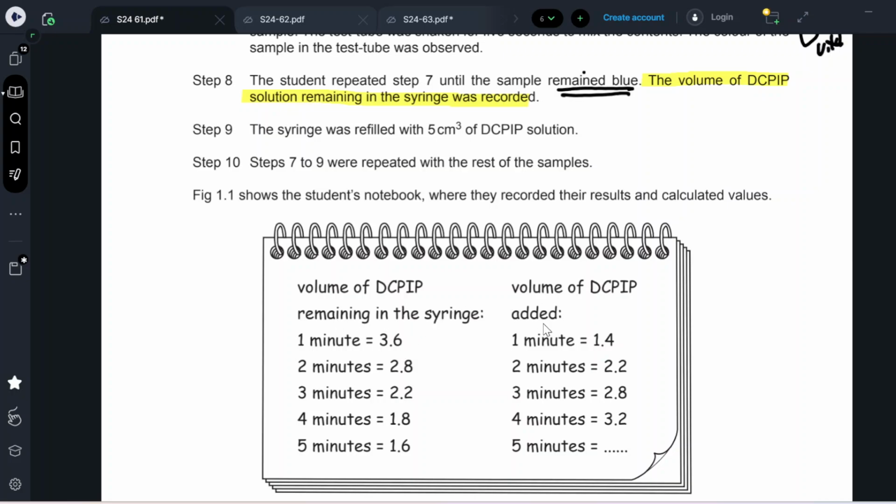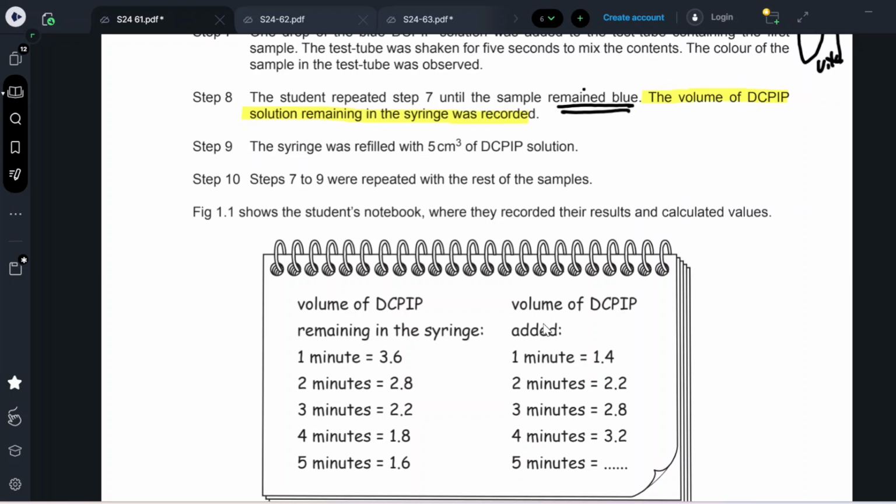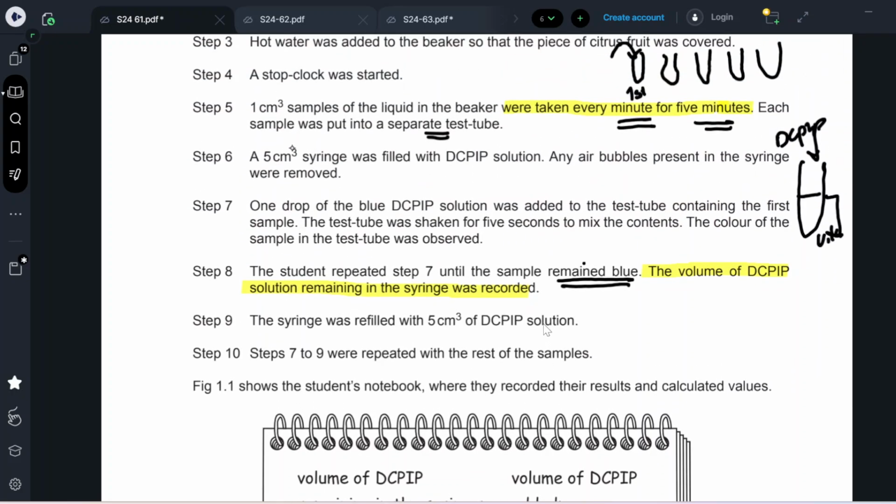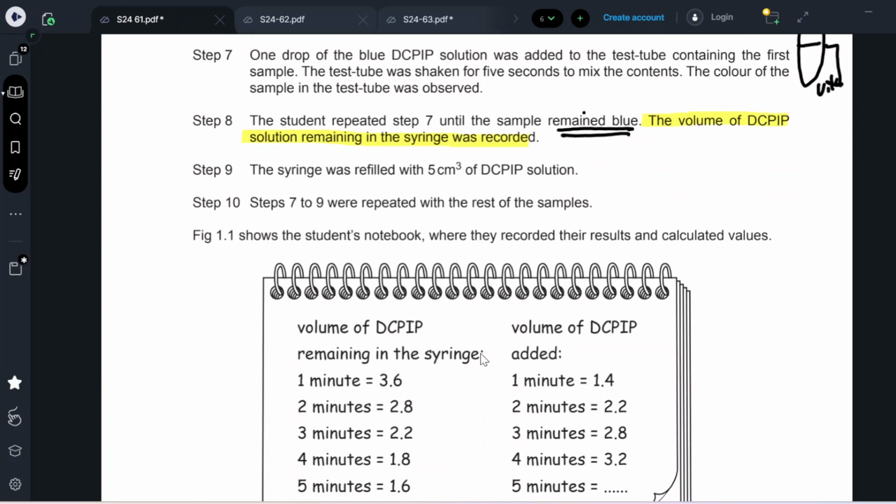So can I calculate the volume added to the vitamin C? Yes. The original volume in the syringe was 5 centimeter. If the remaining is 3.6, how much was the volume added? 5 minus 3.6, it will be 1.4. 5 minus 2.8, 2.2. 5 minus 2.2, 2.8. Okay?